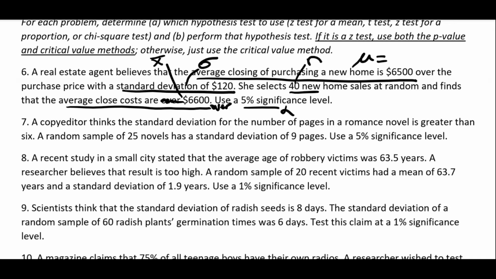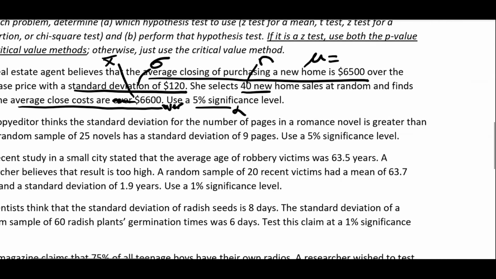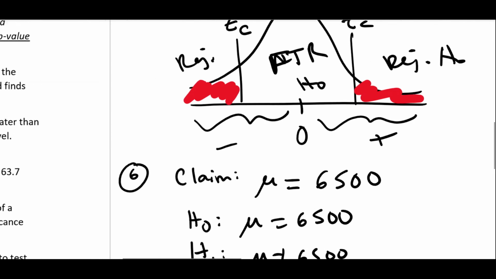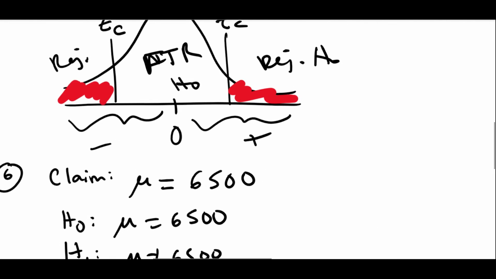So first off, because the sample size is 40 and it's greater than or equal to 30, this means that we use a z-test for a mean. And we're dealing with means here, right? Because we're dealing with mu. So first off, we're going to use a z-test for a mean.